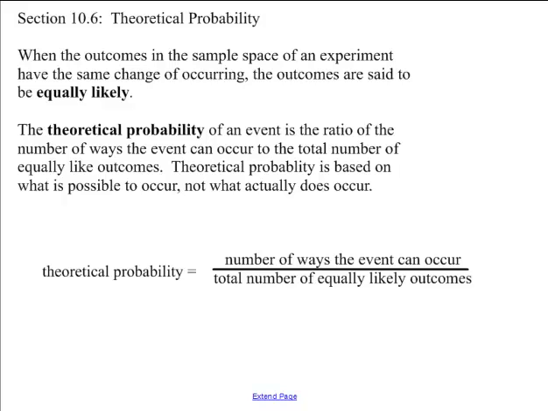So the theoretical probability of an event is the ratio, or a division problem, of the number of ways the event can occur to the total number of equally likely outcomes. Theoretical probability is based on what is possible, what should happen in theory, but not what actually does occur. So here's our new formula, but it's basically the same as experimental. It's the number of ways that the event can occur divided by the number of outcomes.